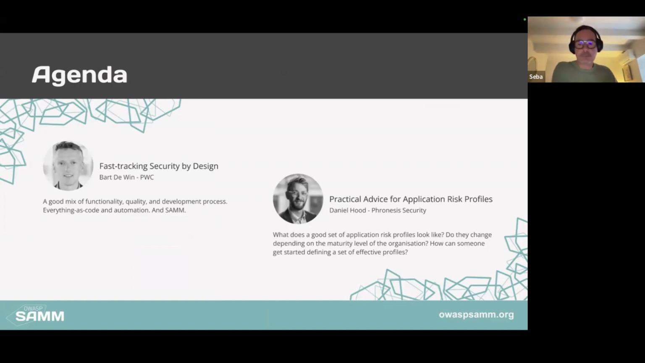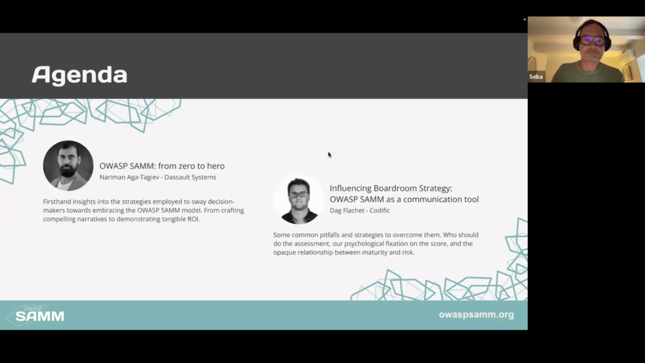And then we have Daniel Hood, who's actually joining us from Down Under. He's also going to talk about practical advice for application risk profiles, which is one of the streams within the SAMM practice of threat assessments. And then we have Nariman, who regularly joins our core team community calls. He's from Dassault Systems, and he's going to explain his experiences in introducing OWASP SAMM.